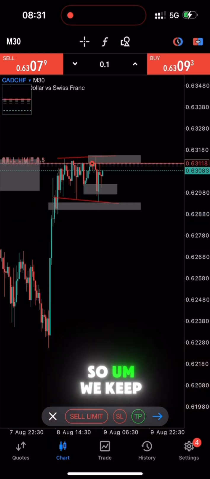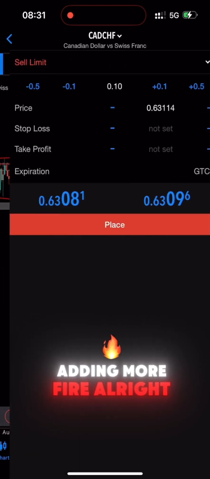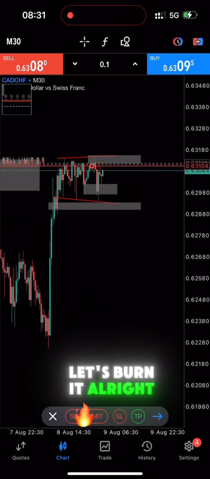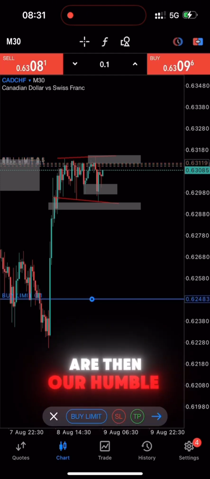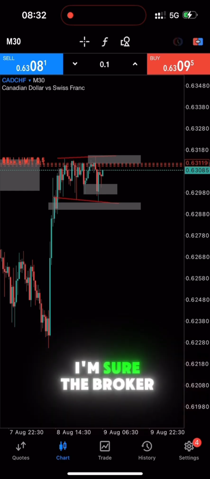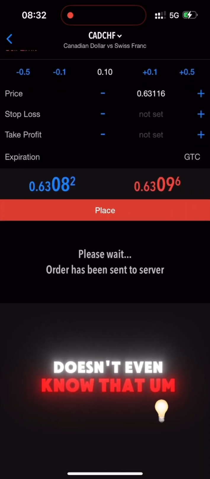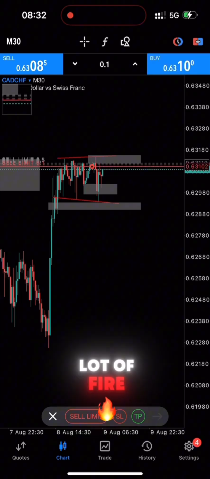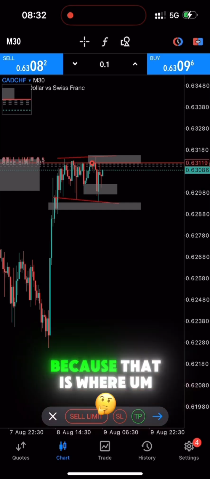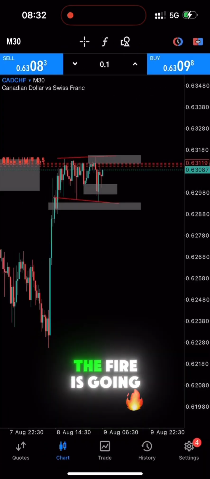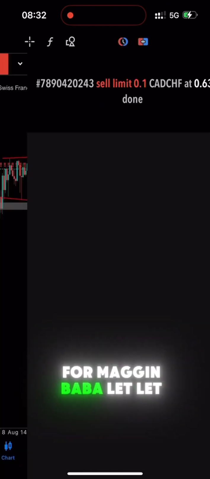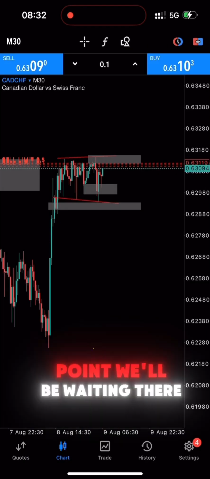All right, so we keep adding more fire. Let's burn this. Let's add more fire. So our sell limits are there. Our humble sell limits, very humble, by the way. I'm sure the broker doesn't even know that the positions bring a lot of fire. A lot of fire is going to rain on this moment. We are going to wait for this moment because that is where the fire is going to come. So let it rain. Full margin, let it rain. So that is the point. We'll be waiting there.